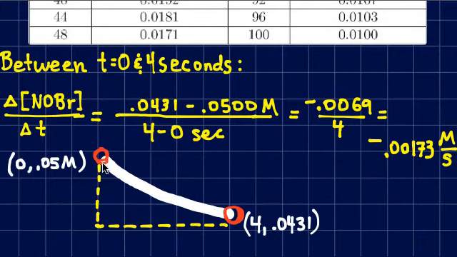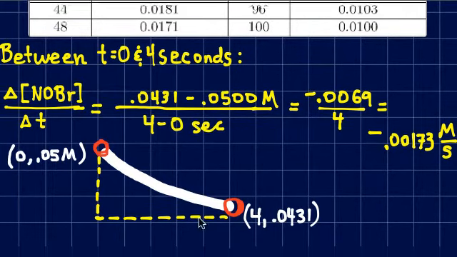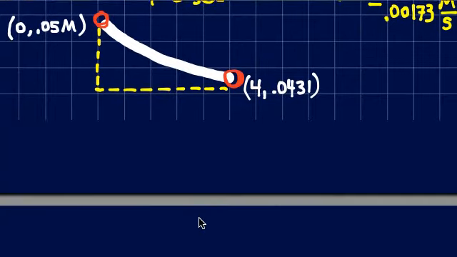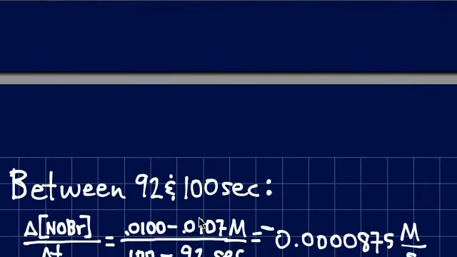And maybe it's a little bit faster at first and then a little bit slower and slower over those first 4 seconds. So maybe in the beginning my rate was a little bit faster than this amount, and at the end my rate was a little bit slower than this amount, but the average rate in the first 4 seconds is rise over run. So reactions almost always start out faster and go slower and slower.